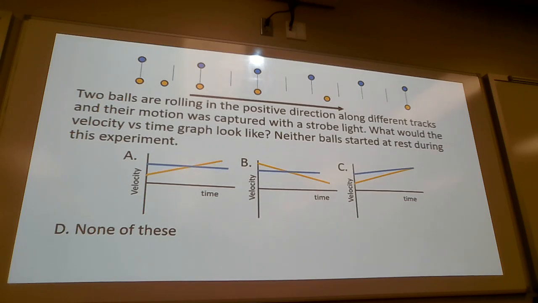Up when you have an idea. Tell your neighbor that idea. Very good with the head. Okay, blue's moving at a constant rate. Constant velocity. Orange one speeding up.